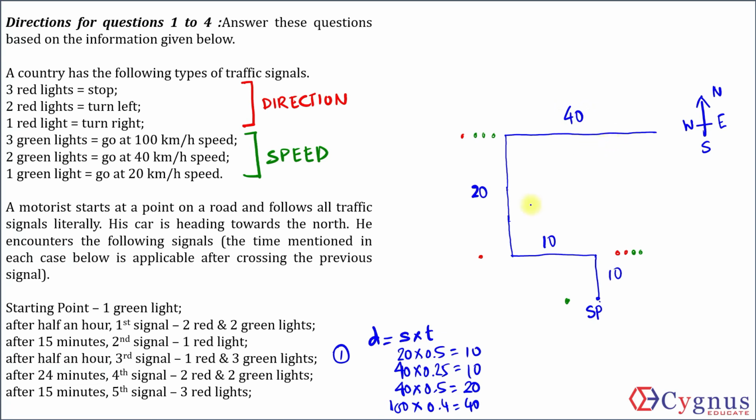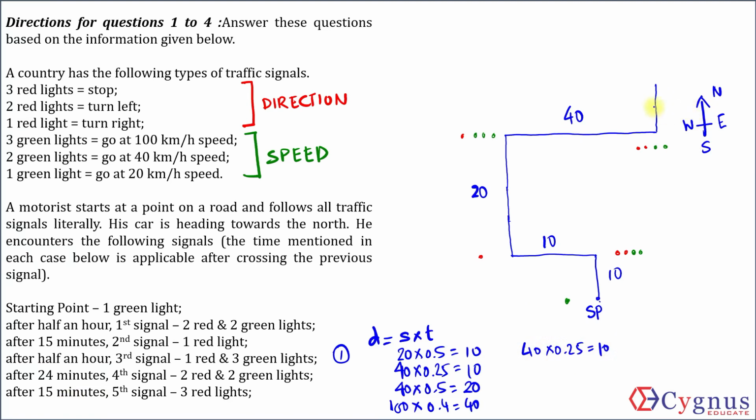Fair enough. After 24 minutes, fourth signal, 2 red and 2 green lights. 2 red lights signify that he's supposed to turn left. 2 green lights signify that he's supposed to go at a speed of 40 kilometers per hour. He turns left and goes at a speed of 40 kilometers per hour. For how long? For 15 minutes. So 40 kilometers per hour for 15 minutes.